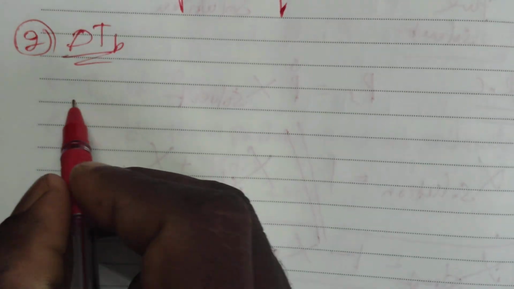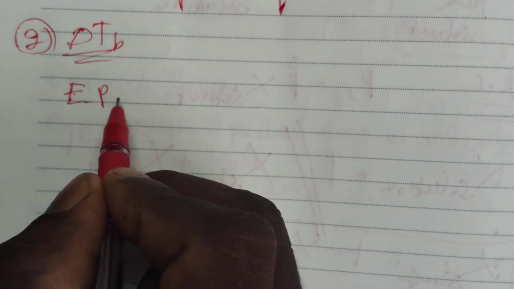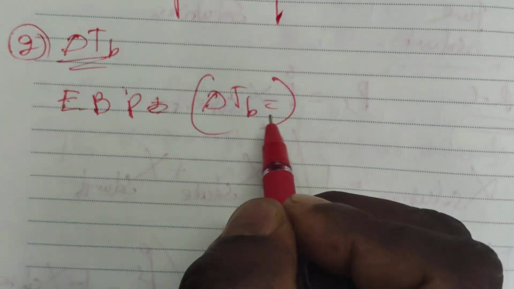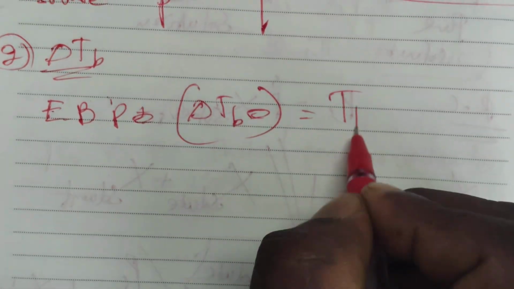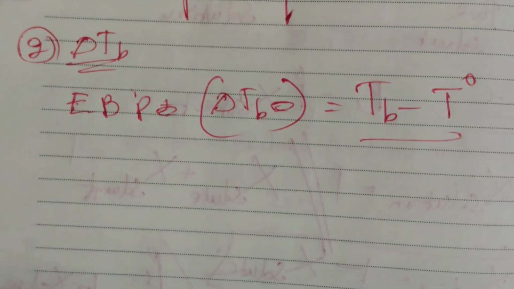Then next we go to the elevation of boiling point, delta TB. The elevation of boiling point is when a non-volatile solute is dissolved in a pure solvent, and we look at the difference between the pure solvent and the solution. So there is an elevation of boiling point, that is delta TB, equal to TB minus T naught B.